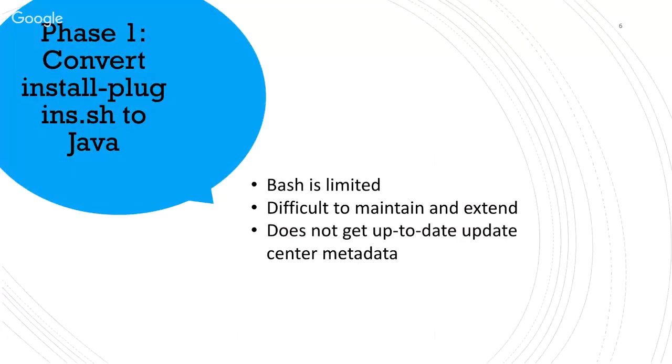So a large part of phase 1 has been focused on converting the install plugins bash script to Java. And we wanted to start here because there's a lot of limitations with this bash script. It's difficult to maintain and extend. It doesn't get all of the current up-to-date data from the update center.